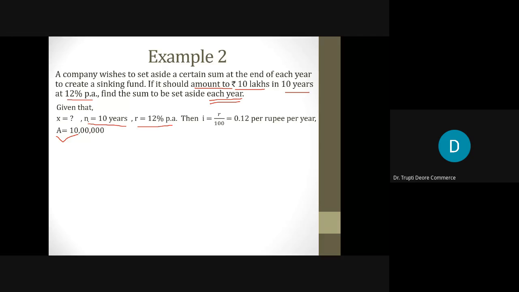So we have to use N as in years and R also per annum. It is already given: N is 10 and R is 12. So we will convert I as R upon 100. Rate is 12, so 12 upon 100, we get 0.12 per rupee per year.